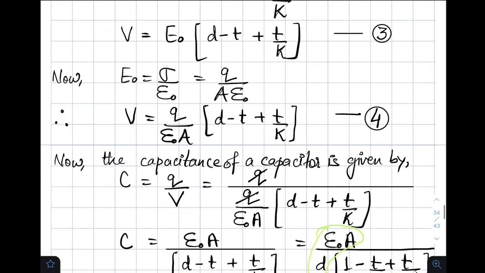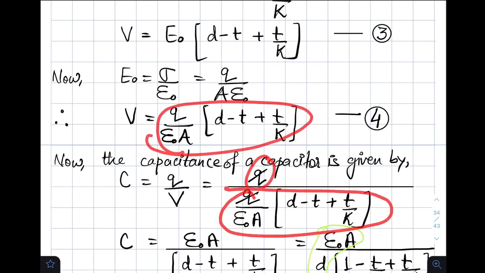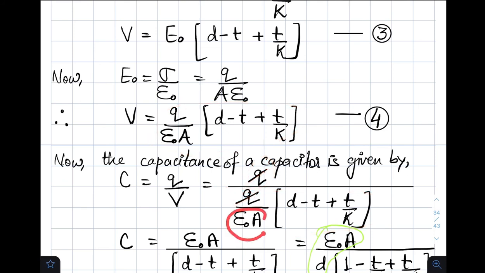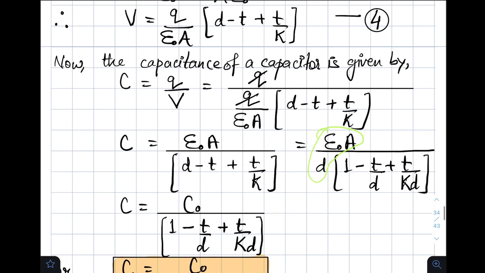Now how do we find the capacitance? I just use the formula C equals Q upon V. So it becomes Q upon, this value of V, Q upon epsilon naught A into D minus T plus T by K. Q cancels out, and epsilon naught A goes up. So our capacitance becomes epsilon naught A upon D minus T plus T by K.